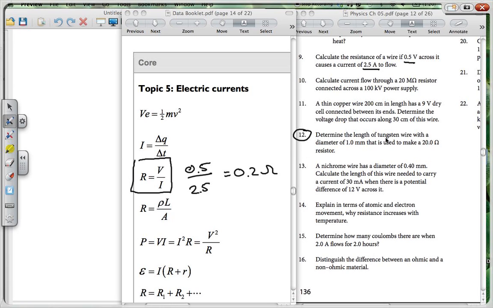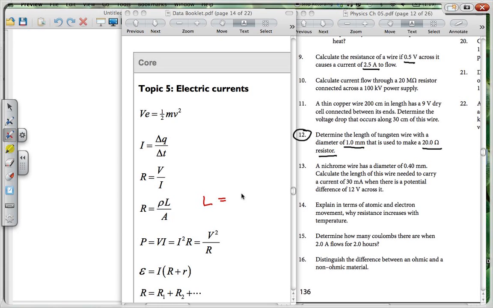The next one I asked you to do was 12. Determine the length of tungsten wire with a diameter of 1 millimeter that is used to make a 20 ohm resistor. Now, which formula would we use? Well, we've got the diameter and we're wanting to find the length, so obviously I'm going to be using this formula over here. So let me erase those. So we're going to have that. The length is going to equal the resistance times the cross-sectional area, divided by the resistivity of the tungsten wire.